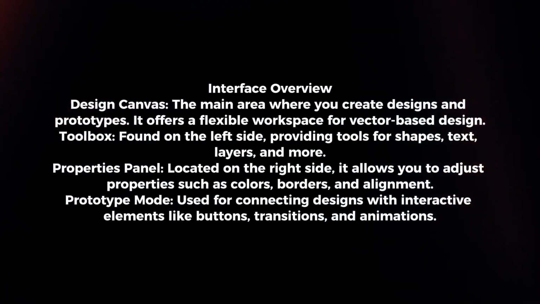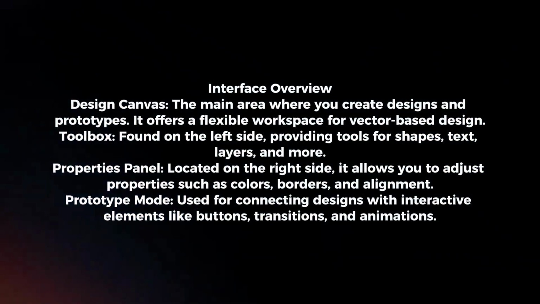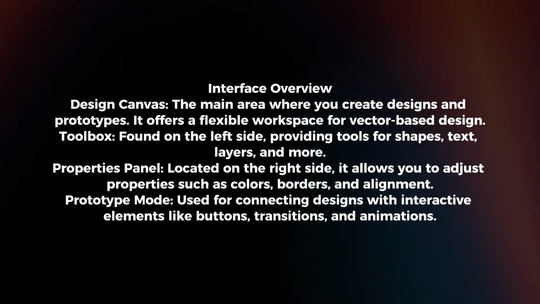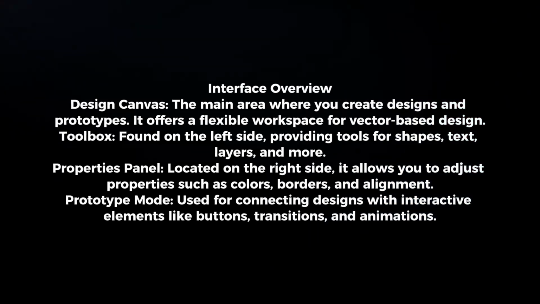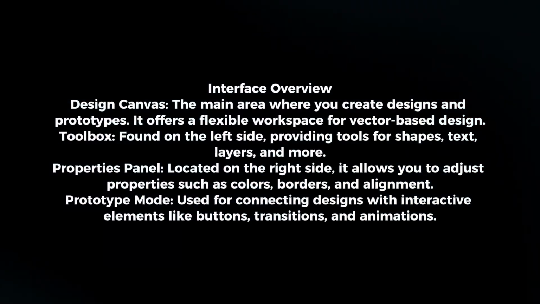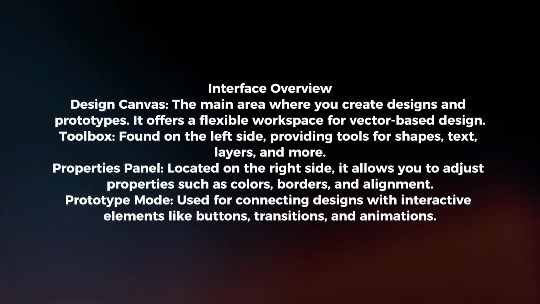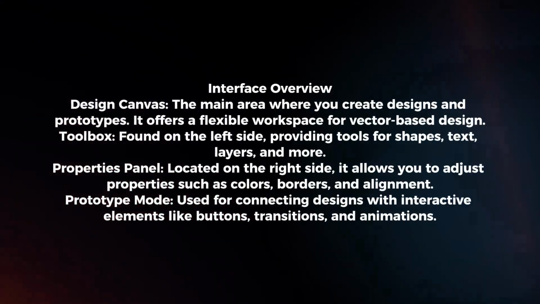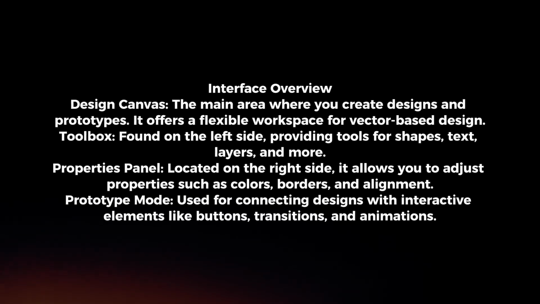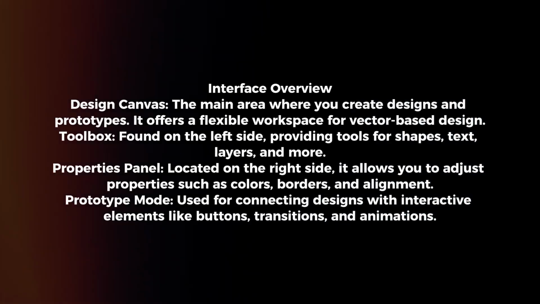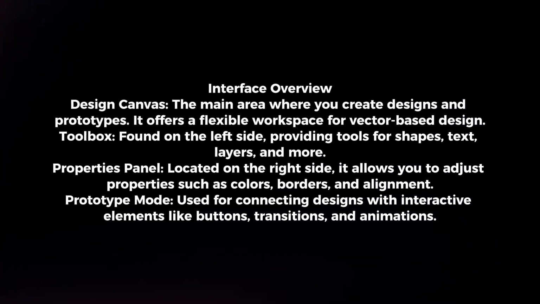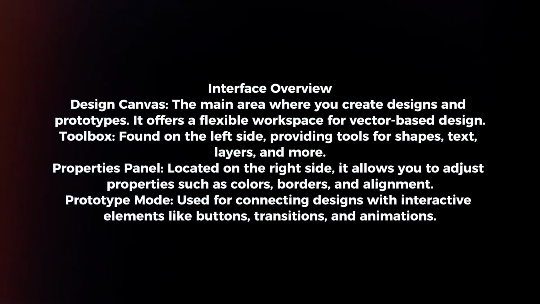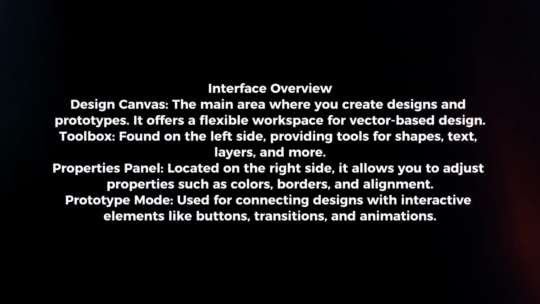Interface overview. Design canvas, the main area where you create designs and prototypes. It offers a flexible workspace for vector-based design. Toolbox, found on the left side, providing tools for shapes, text, layers, and more. Properties panel. Located on the right side, it allows you to adjust properties such as colors, borders, and alignment. Prototype mode. Used for connecting designs with interactive elements like buttons, transitions, and animations.